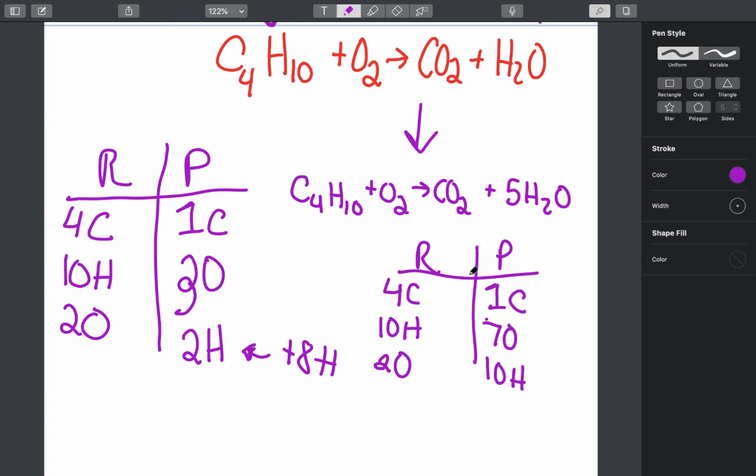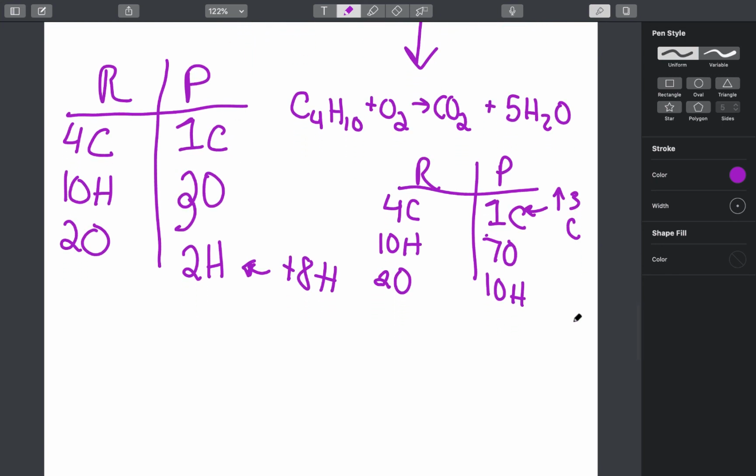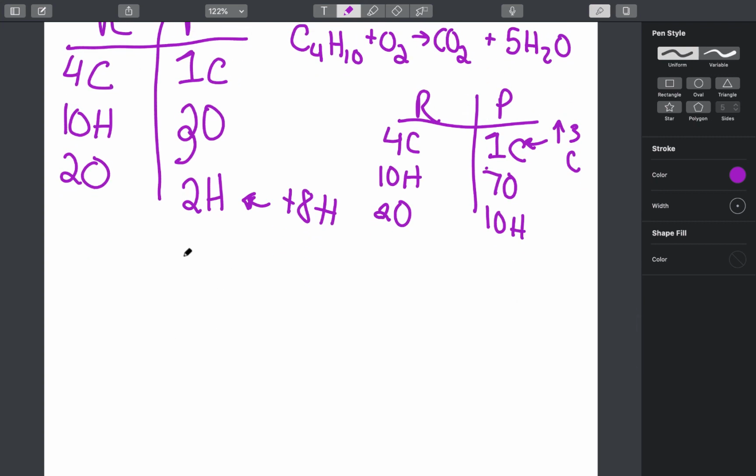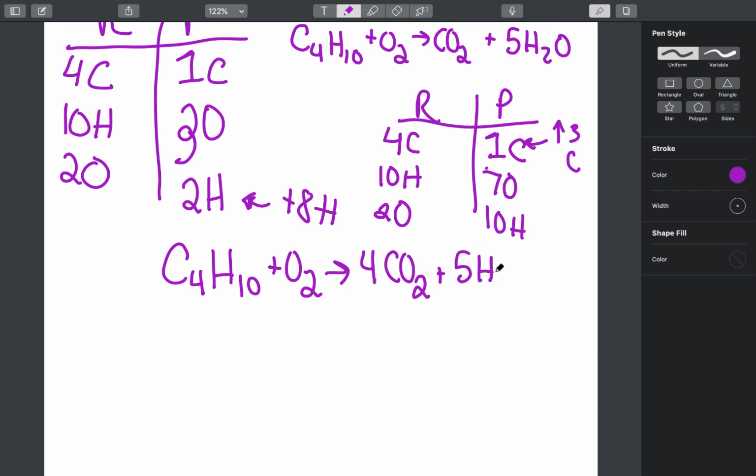So now what I want to do is balance the carbons. So we have to increase the number of carbons by 3. And in order to do that, we have to multiply the CO2 by 4. So therefore, let's write our new equation. So C4H10 plus O2 goes to 4CO2 plus 5H2O.